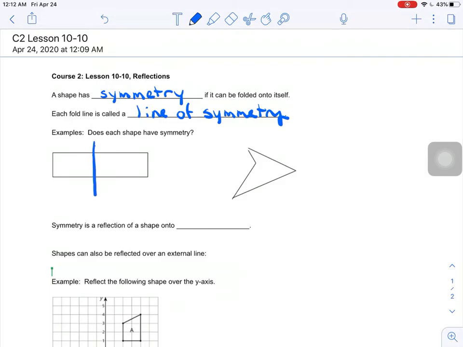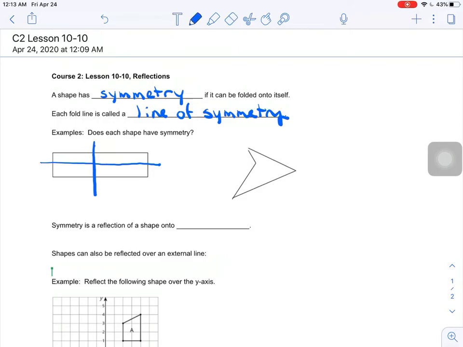So we could take a full rectangle, we could put a fold line right there, and we could fold it in half left to right. I know my line's not right in the center, but you get the idea. So you could fold the rectangle that way. You could also fold the rectangle up and down. So this rectangle actually has two different lines of symmetry. You could not fold it diagonal. If you tried to fold it diagonal, this corner would end up here, not on top of the other corner. So diagonal fold does not work with the rectangle. But you can fold it left to right or up and down.